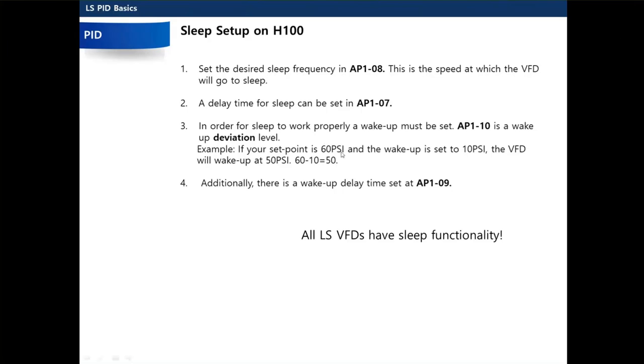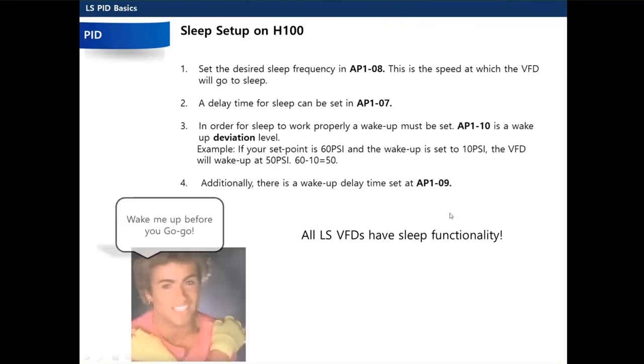So if your set point is 60 PSI and your wake-up level is set for 10 PSI, that doesn't mean it's going to wake up at 10 PSI. It's going to wake up at 10 PSI less than your set point. Maybe 50 PSI. So just be careful with that, because if you don't set it right, then you're going to have people calling you up and you have to go back on a job site and they're going to say, this thing is like going really low pressure before it starts up again. Just be aware that it's a deviation and there is a delay time there as well. Okay. Keep in mind, you got to wake me up before you go. Always got to set a wake up.